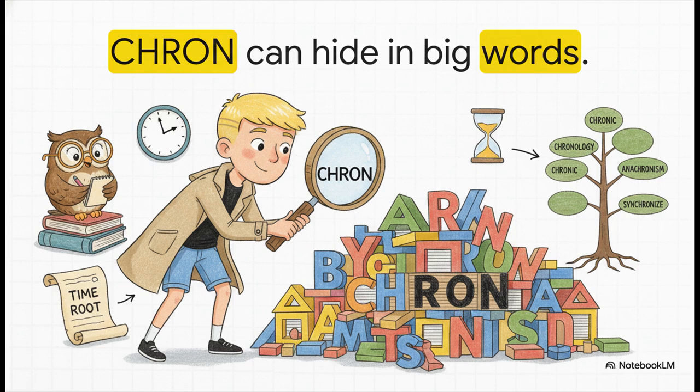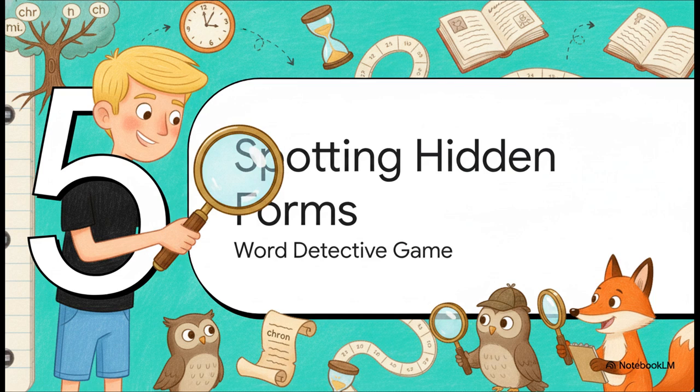But as we level up here, I need to give you a quick warning. This root doesn't always sit neatly at the very front of a word. Sometimes it hides deep inside. So your memory cue here is simply Chron can hide in big words. Which leads us perfectly into part 5, spotting hidden root forms.